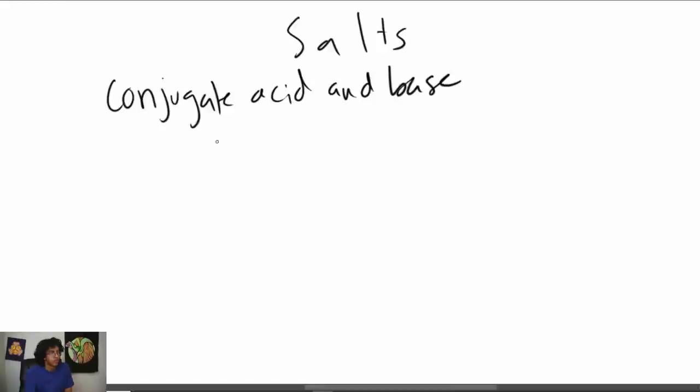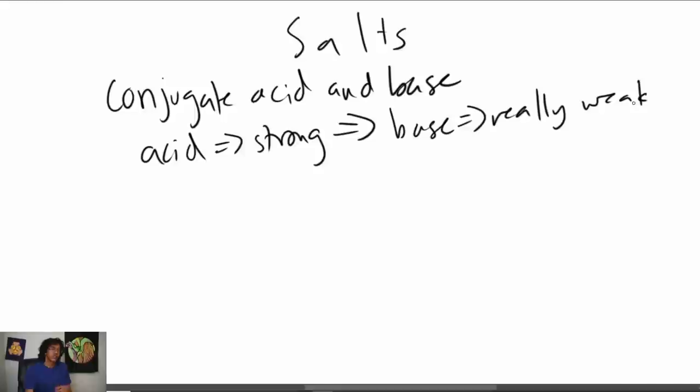Okay, so now one more thing we got to talk about before we talk about buffers is something called salts, right? And I've kind of touched on it before, but it's basically two ions getting put together. But salts could themselves be acids or bases. So the one thing that really helped me when understanding salts is that when you have a conjugate acid and base, right? Let's say the acid is pretty strong. That basically means that the base is really weak.